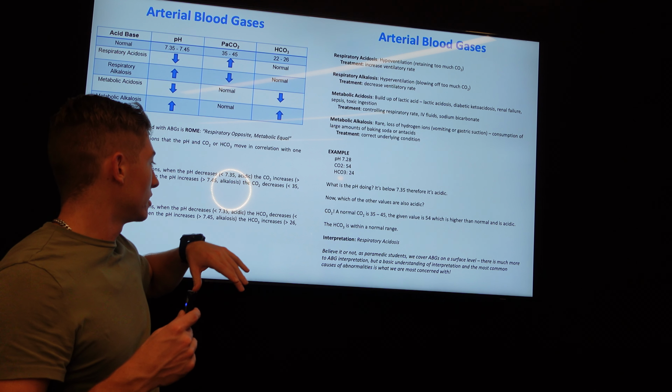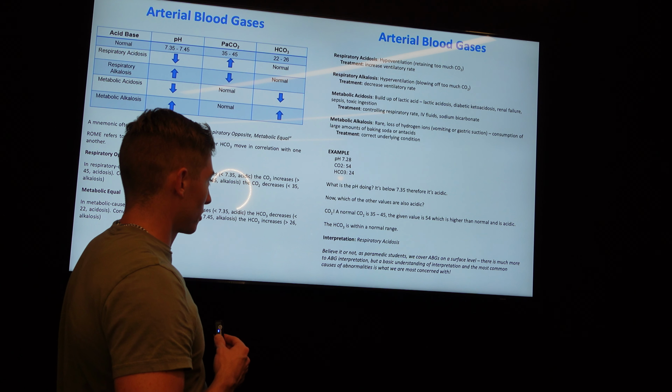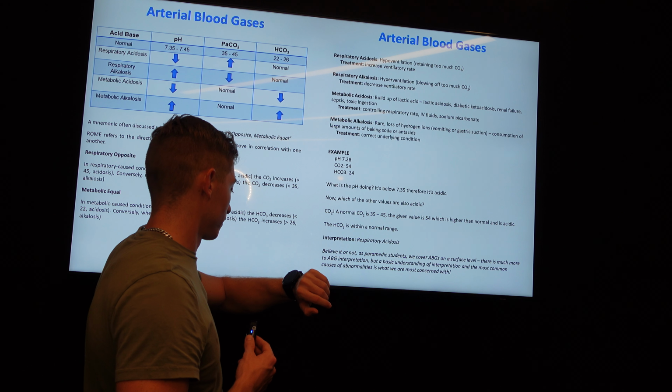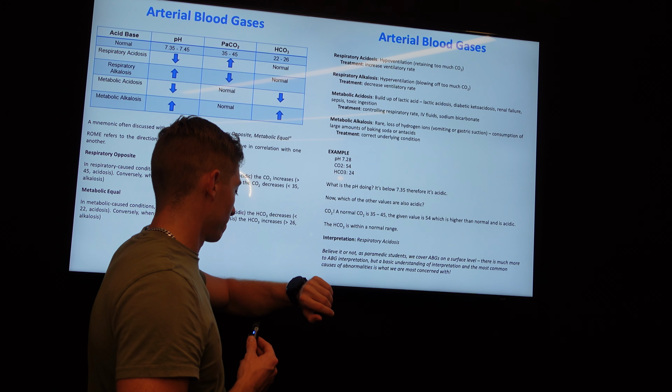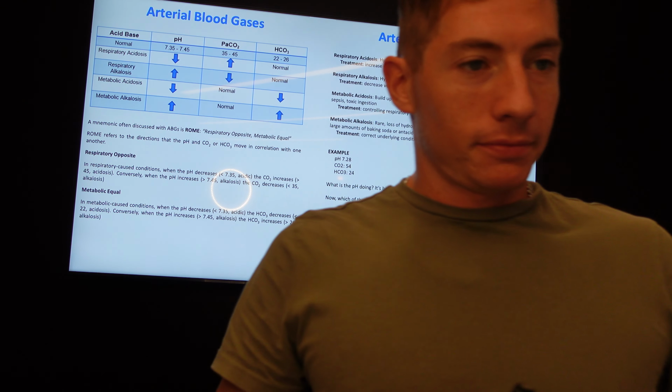I'm smart. Believe it or not, as a paramedic student, we cover ABGs on a surface level. Oh well. Let's see what we got.